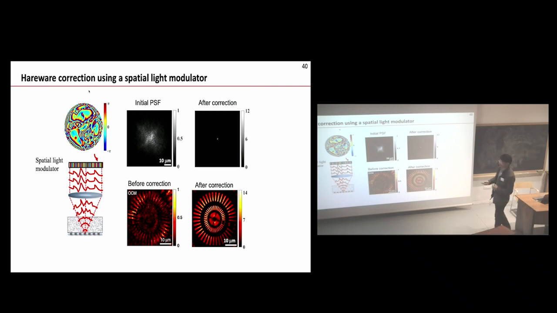Then when the wave goes in, this distorted wave is converted into a sharp focus. And then on the way back, if it hits the SLM again, then it will recover a sharp focus. So this is the initial PSF, but when you do this, you recover a sharp focus like that. Then you don't need any computation at this point, right? So this is without SLM correction, and this is with SLM correction. So essentially, you cancel the scattering medium.